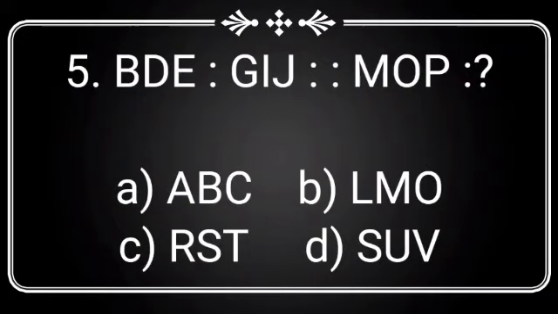Next pair, M, O, P. Here N is missing. M, N, O. Yes or no? So here N is missing. So what is the answer? Here are four options: A, B, C; L, M, O; S, T; S, U, V. So which answer will come? Option D only is correct. S, T, U, V. Like that it will come. So option D is the only correct answer.